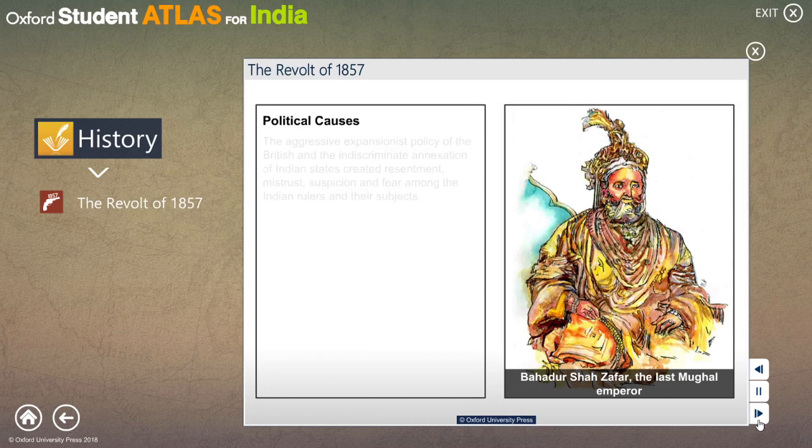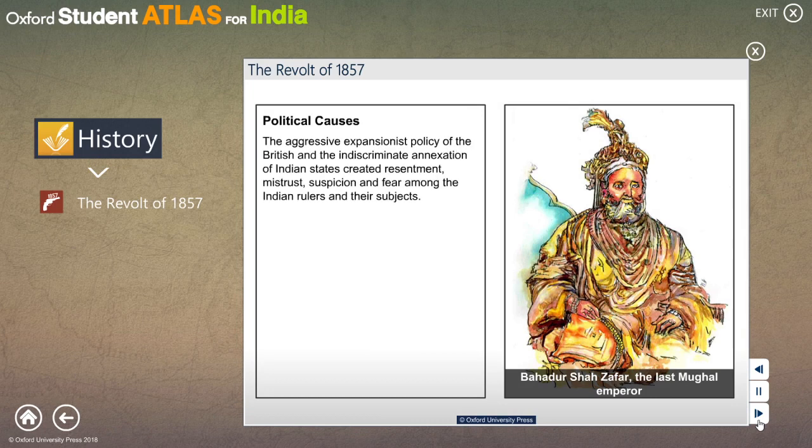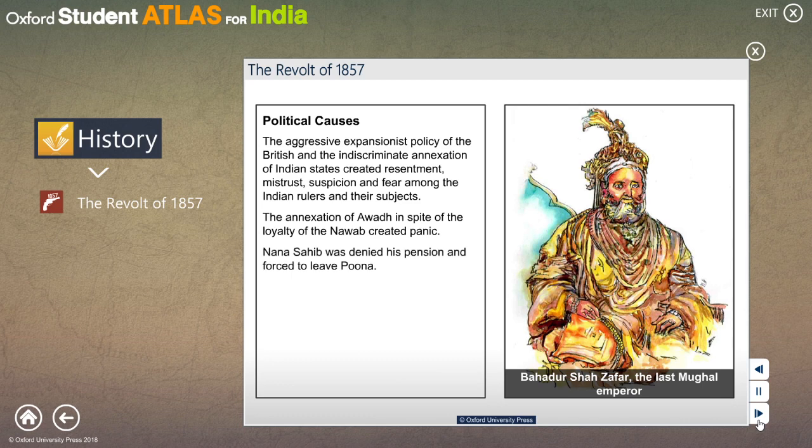Political causes. The aggressive expansionist policy of the British and the indiscriminate annexation of Indian states created resentment, mistrust, suspicion, and fear among the Indian rulers and their subjects. The annexation of Awadh, in spite of the loyalty of the Nawab, created panic. Nana Sahib was denied his pension and forced to leave Pune. Bahadur Shah Zafar, the Mughal emperor, lived in Delhi as a pensioner of the British.